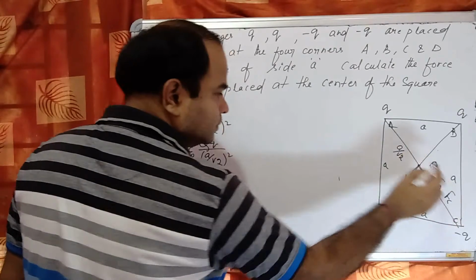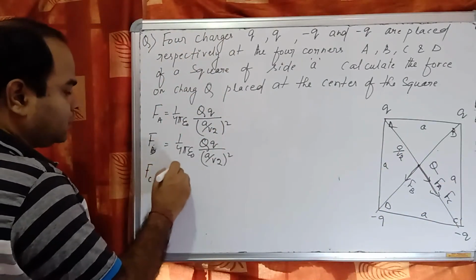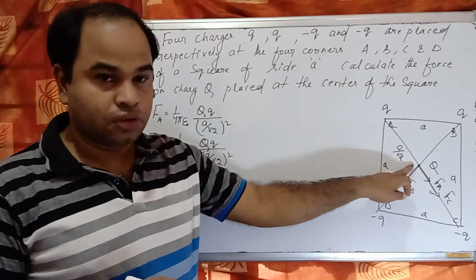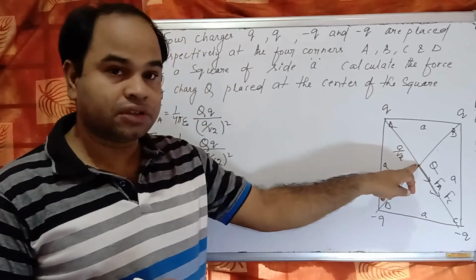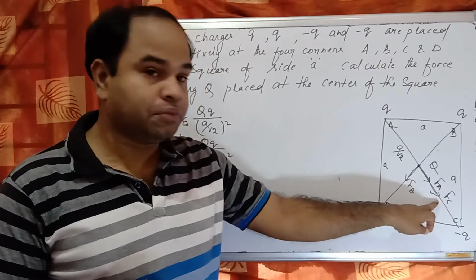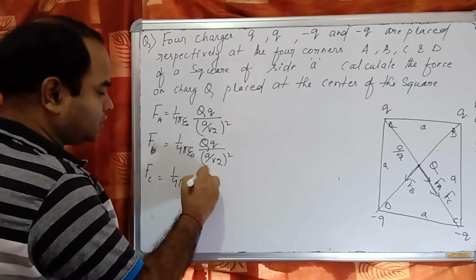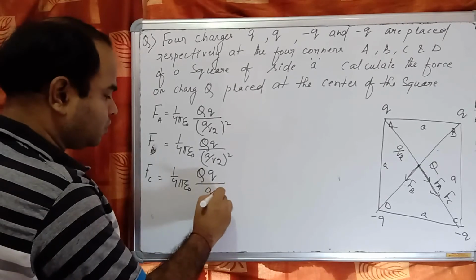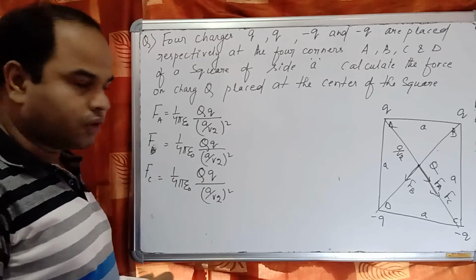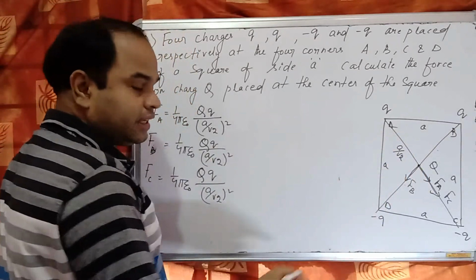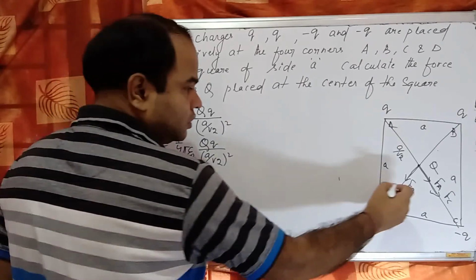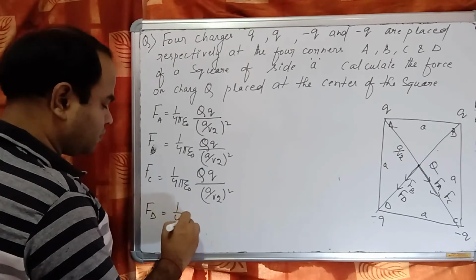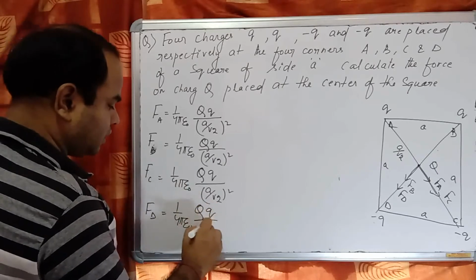So let us say FC. What will be the magnitude of FC? 1 by 4 pi epsilon naught. This is negative, this is positive, so this negative charge will attract this positive charge towards itself. We give the direction and write the magnitude. The charge is Q, and the second is minus Q, no, only the magnitude Q. Distance is the same, A by root 2 square. Similarly, charge Q will be attracted by minus Q towards itself, in the direction FD. FD is equal to 1 by 4 pi epsilon naught, Q into Q by A by root 2 the whole square.